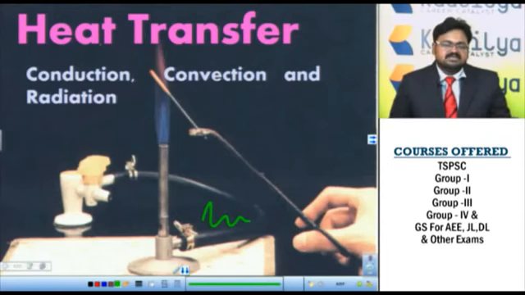Okay, now radiation is a peculiar form of transfer of energy. Now radiation does not require any matter. Now in case of conduction, we said that matter does not move. In case of convection, we said that matter moves. But in radiation, we need not have any matter.